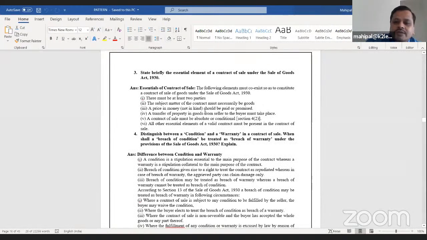State briefly the essential elements of contract of sale under Sale of Goods Act. Again, those 5-6 points. 2 parties, subject matter must be goods, price should be there, property should be transferred, sale must be unconditional. Yes or no?